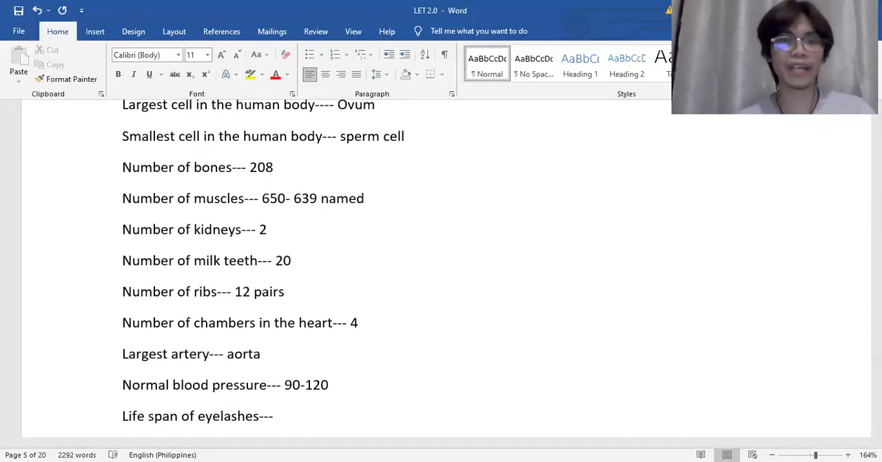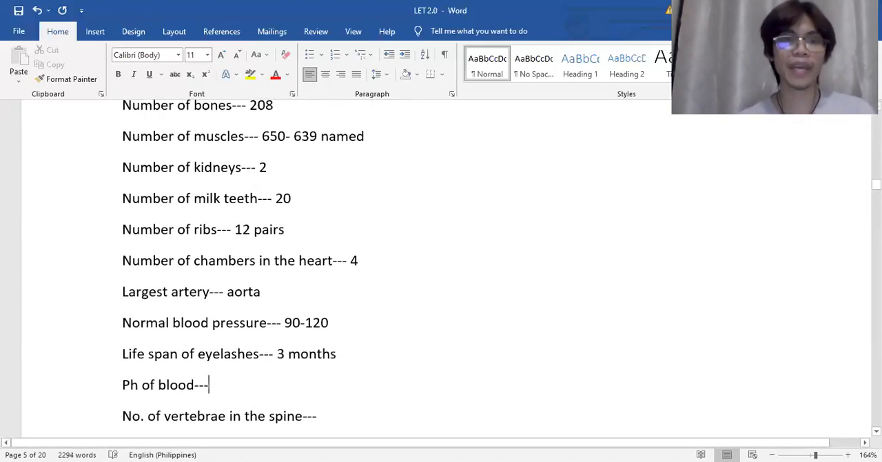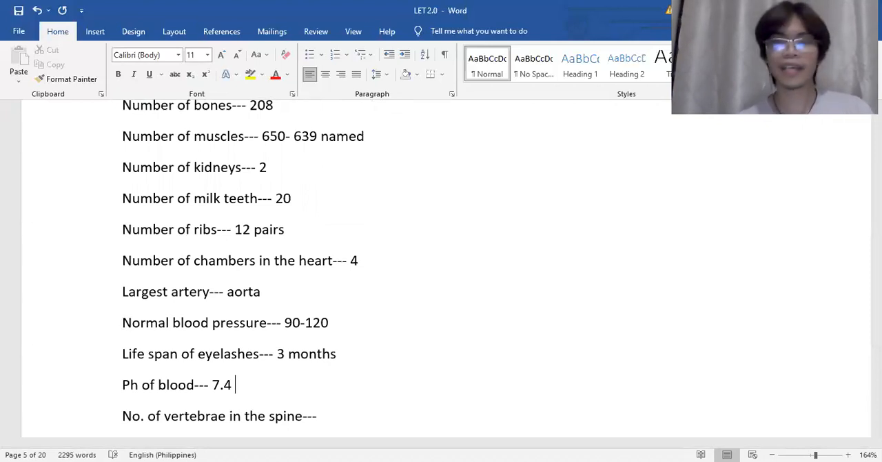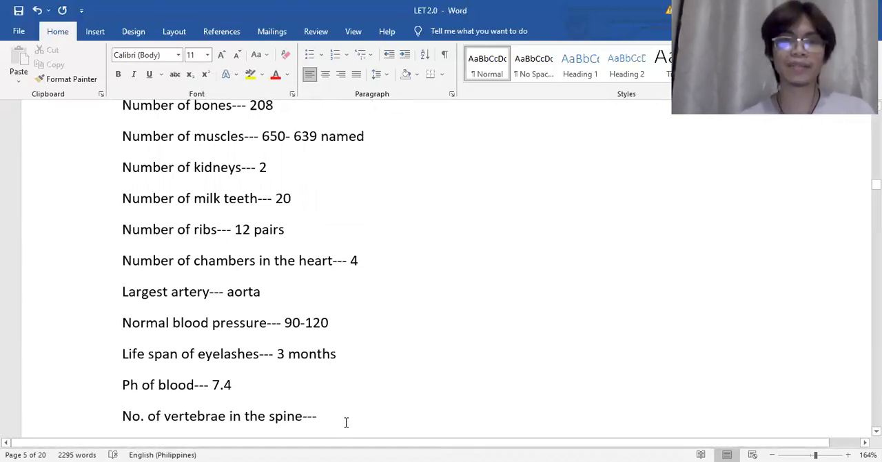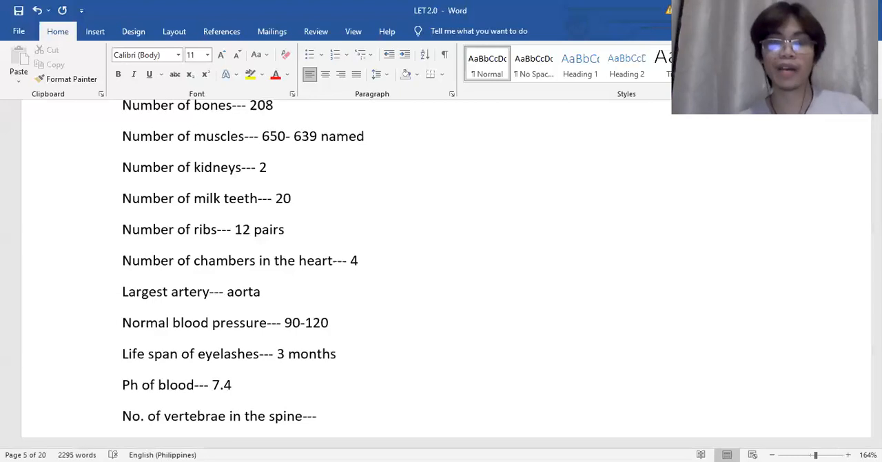Palitan natin. Lifespan of eyelashes, that is 3 months. pH of blood, that is 7.4. Next one, vertebrae in the spine. We have how many? You count 33.